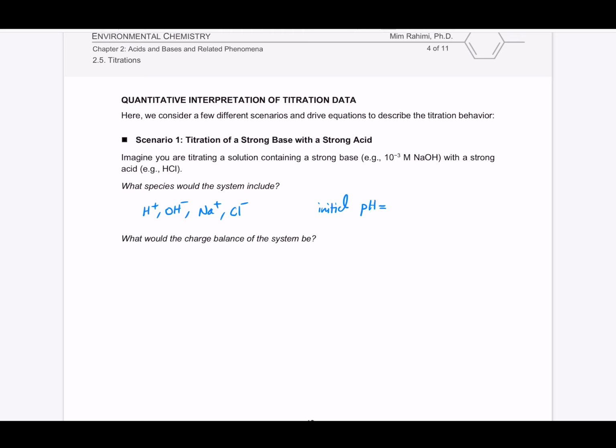And we can calculate it, but very quick. 14 minus 3, so it's 11. So 10 to the minus 3 sodium hydroxide is roughly 11. But we can basically calculate that. So the initial pH without adding acid is 11.